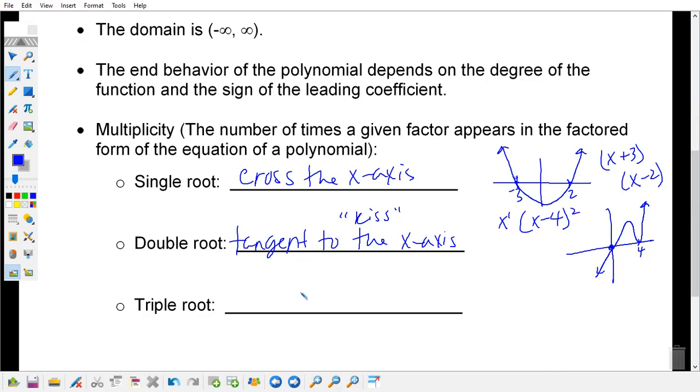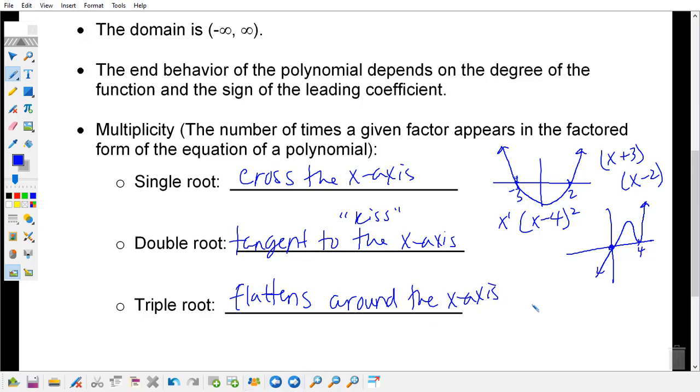And then last, a triple root. A triple root is weird. It does like a little dance around it. It flattens out, but it's really hard to see it. It flattens around the x-axis.